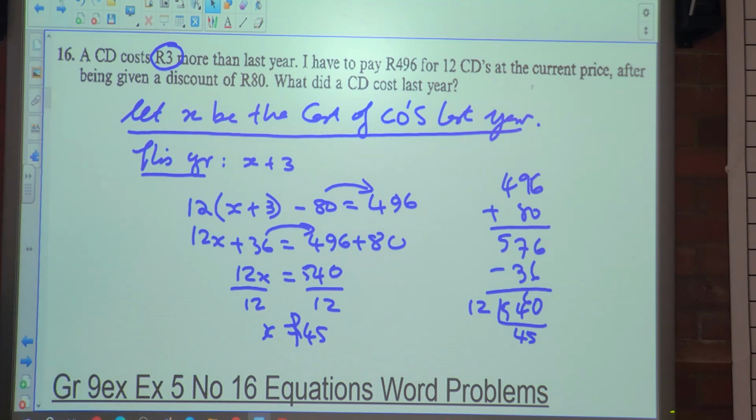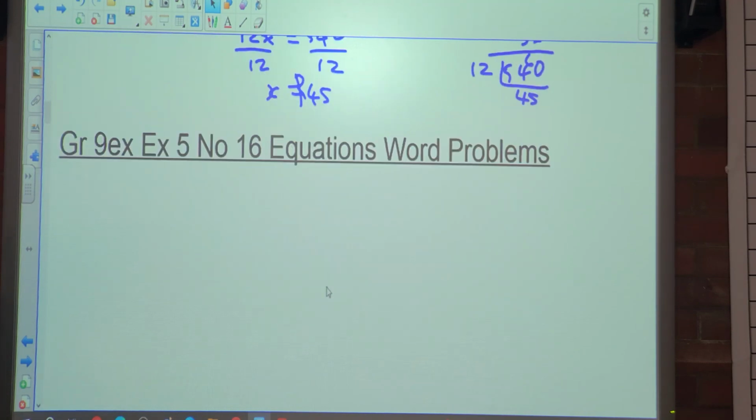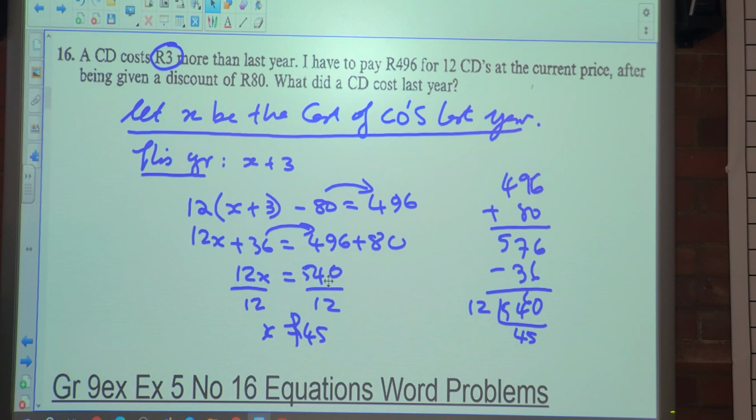Are some of you getting the hang of it now? Yes? Sorry? What if we did not use it in terms of x? What did you use it in?